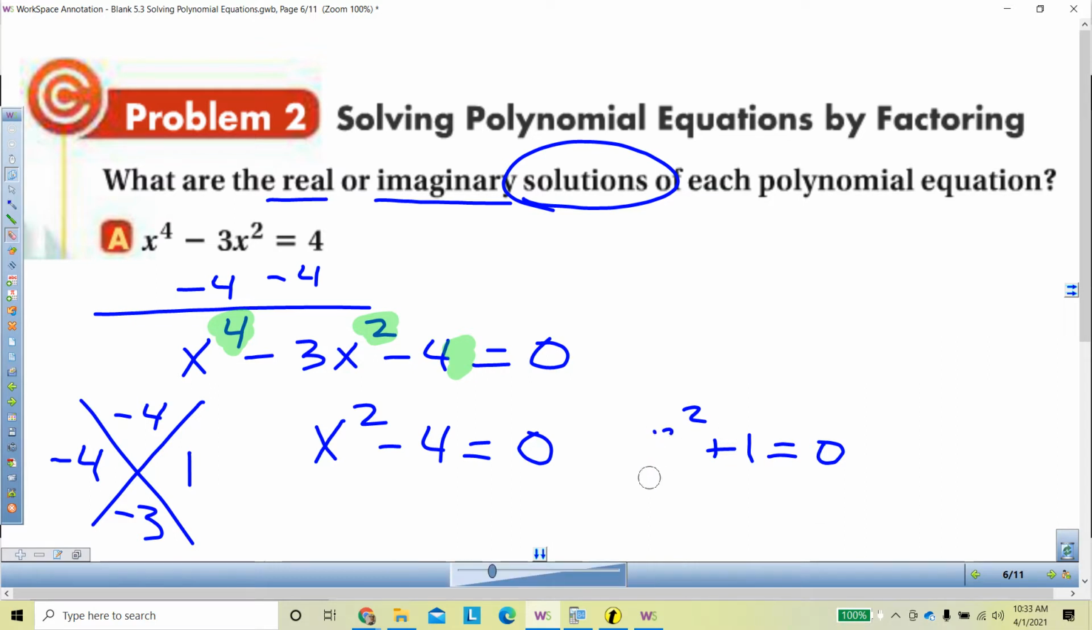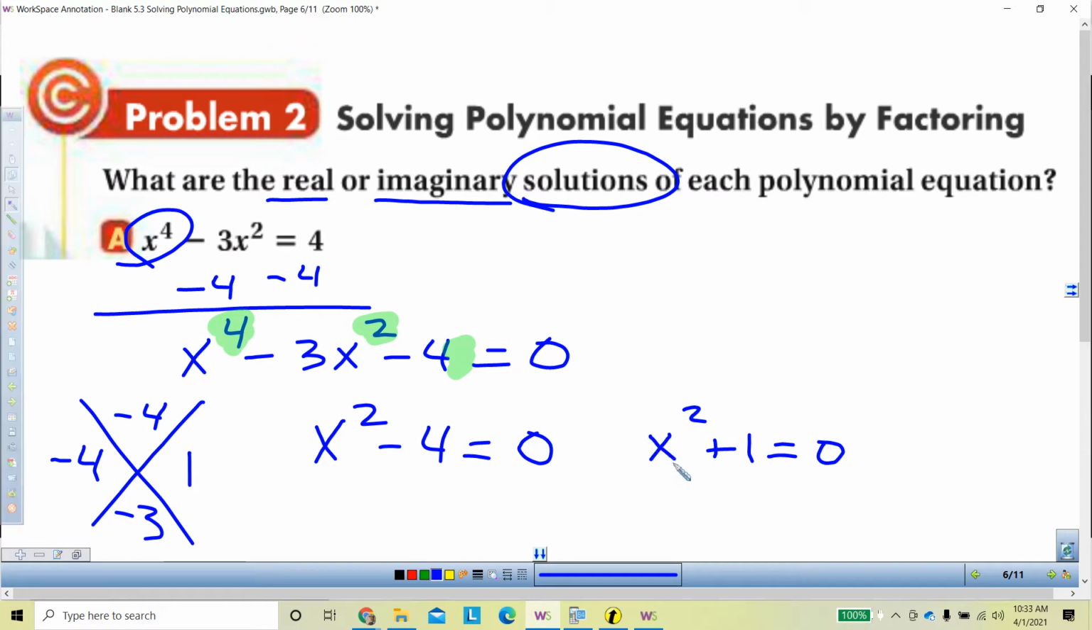Where did the x squared come from? Because you just have to know. You just have to know. Because it's x to the 4th. Think of it like square rooting that. So I'm just going to cut the exponent in half. So that's why it's x squared at the beginning.